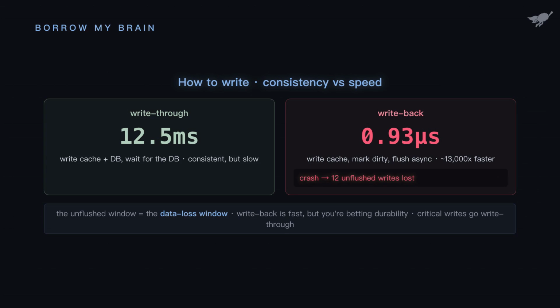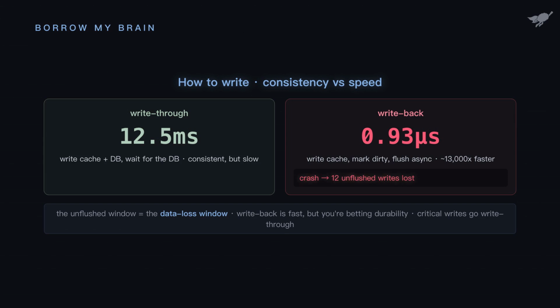Consistent, but slow. Write back. Write only the cache, mark it dirty, and flush it back to the database asynchronously later. 0.9 microseconds per write, over 10,000 times faster. Write back is that fast, so where's the cost? The cost is you're betting your data's life.